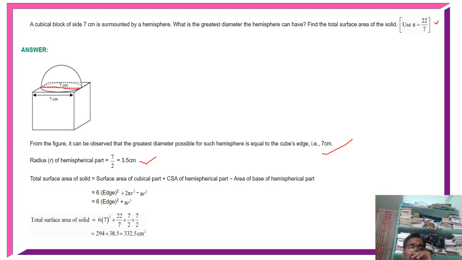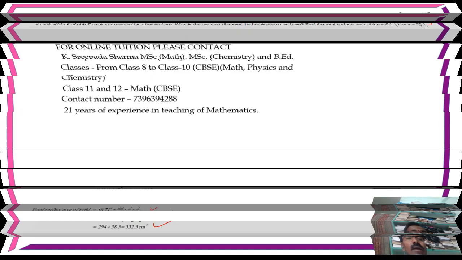And we know that total surface area equals, as we discussed, surface area of cube plus CSA of hemisphere minus area of the base, because the area of the hemisphere base is repeating two times. For one hemisphere, one already cube is there. So 6 edge square plus 2 pi r square minus pi r square. If we subtract pi r square from 2 pi r square, we get pi r square. Substitute the values, simplify and do cancellation in your way. We got 294 plus 38.5, which is 332.5 centimeter square.